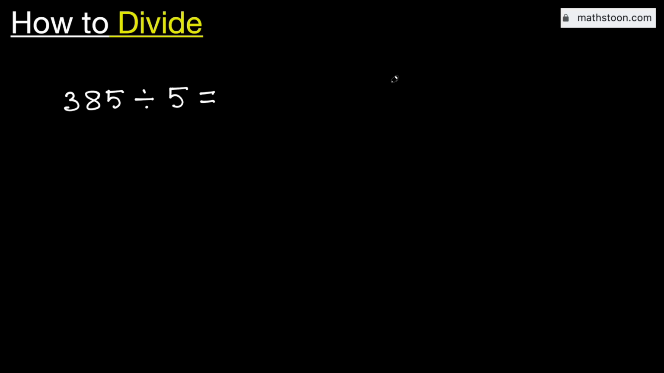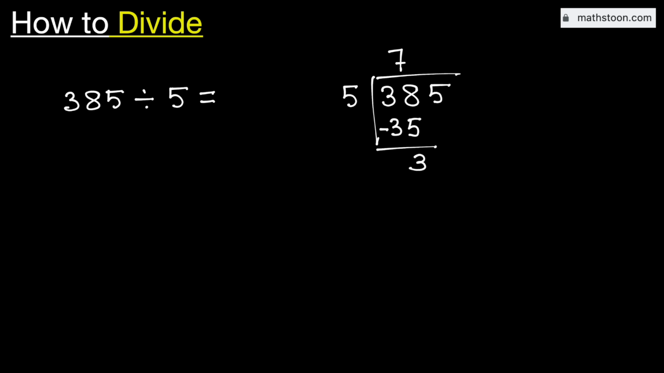In this video, let us learn how to divide the number 385 by 5 using the long division method. See that the number 3 is less than 5, so we will consider the number 38. We know that 5 times 7 is 35. If we subtract, we get a 3.